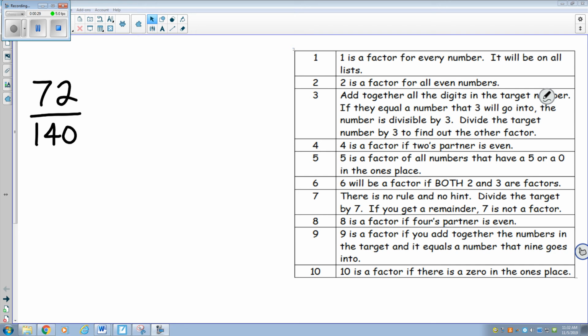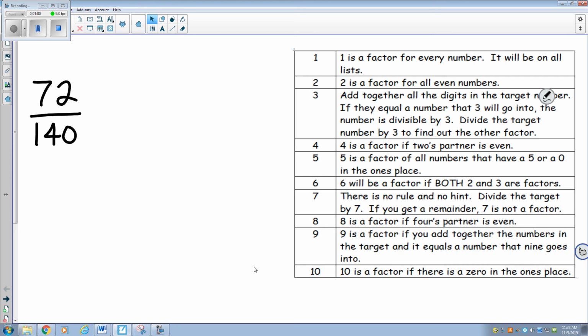So our job for 72 over 140 is to put it in simplest form. We need to figure out a number that both 72 and 140 can be evenly divided by. For instance, the number 140 ends in a 0, so 140 would be divisible by 10, but 72 would not be divisible by 10. So we can't use 10. We need to use a number that both the numerator and the denominator can be divided by.